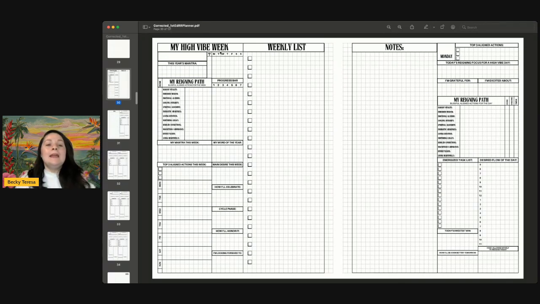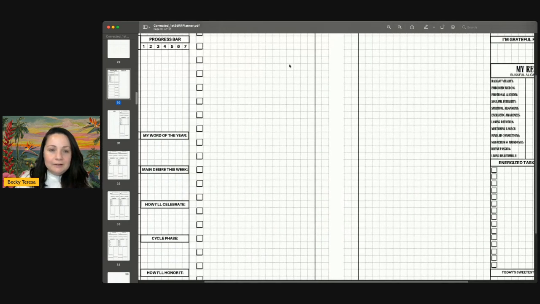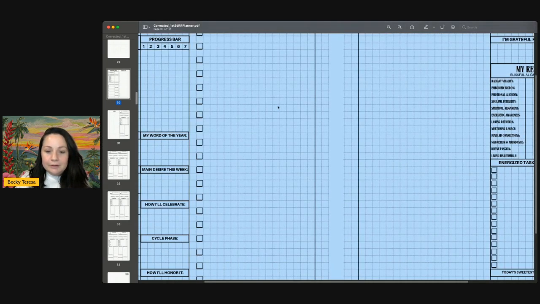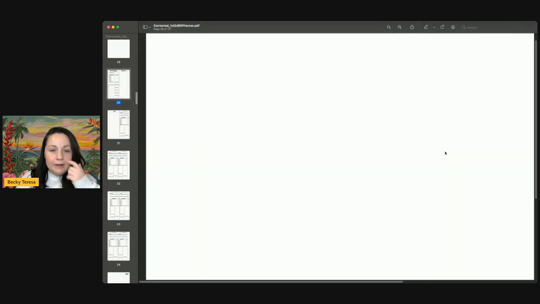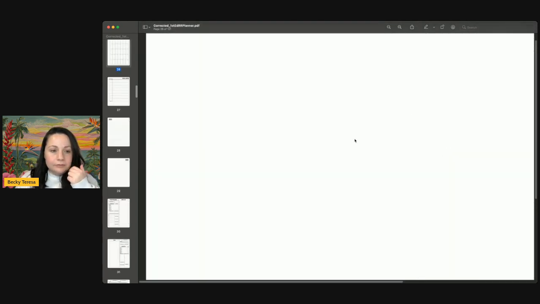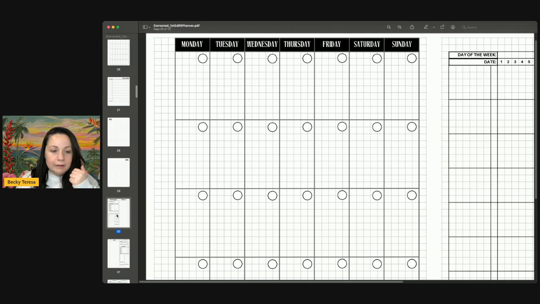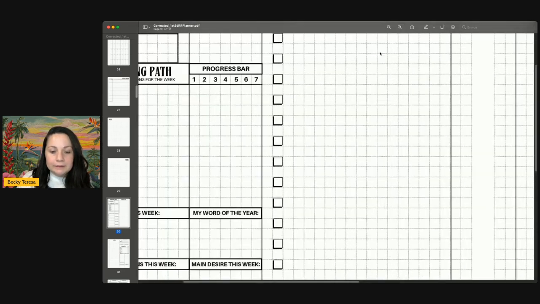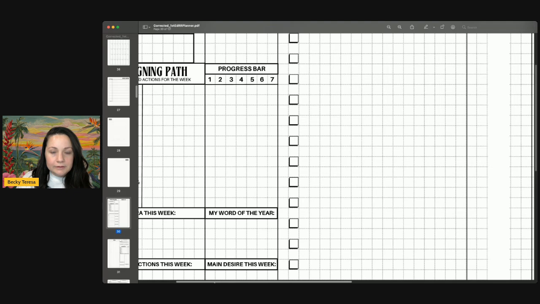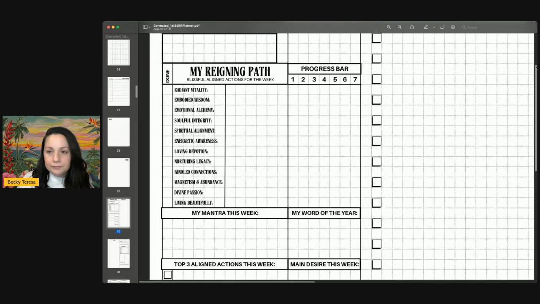So, okay, let's start with the weekly page. Let me zoom in here a little bit. Oh no. Please tell me we can get over there. Yes, we can. I'm just going to do it manually. Okay. Oh, no. Come back. Okay, sorry about that. Let's zoom back in here a little bit.